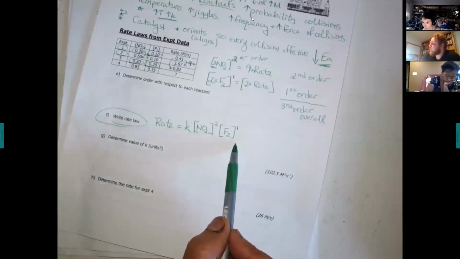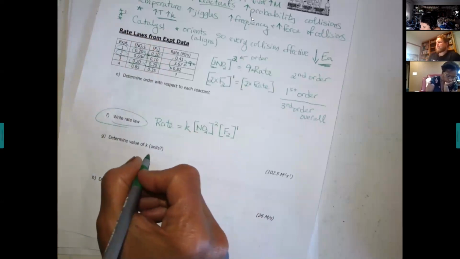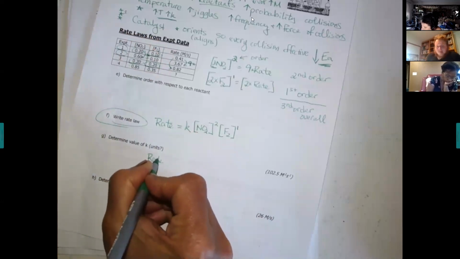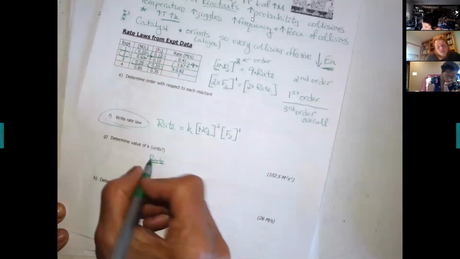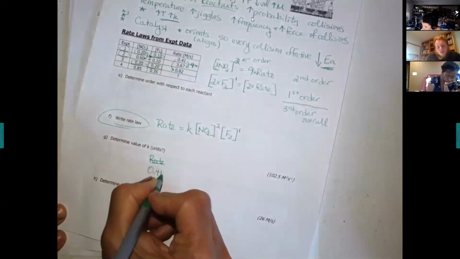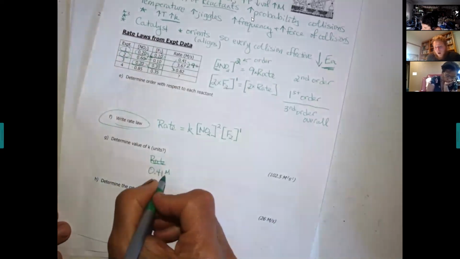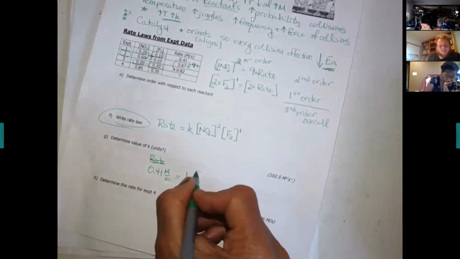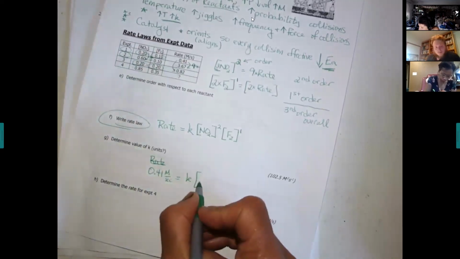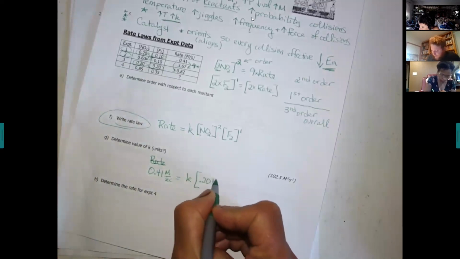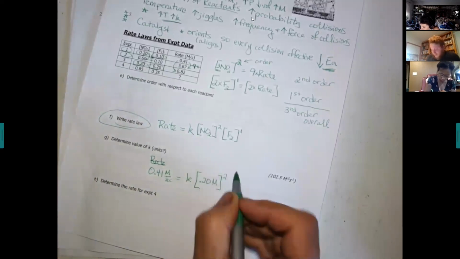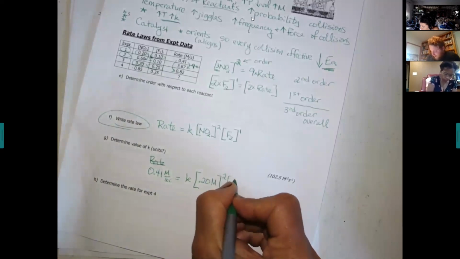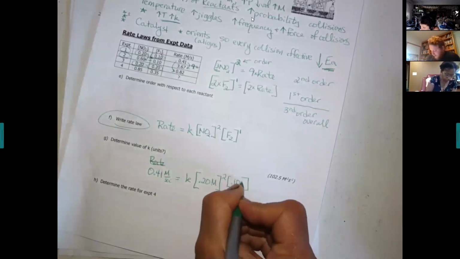All right, so determining the value of K, this is now an algebraic equation that is true for this set of data. You can use any set of data you want. I'm going to use the first set of data. So for the rate, I plug in 0.41. My units, it tells you in the chart, is molarity per second. And that equals K, which I'm solving for. And then I'm using my first set of data. My NO2 is 0.20 molar, and I'm going to square it. And the fluorine is 0.10 molar.